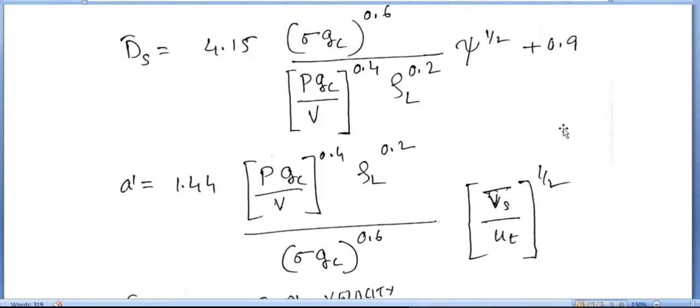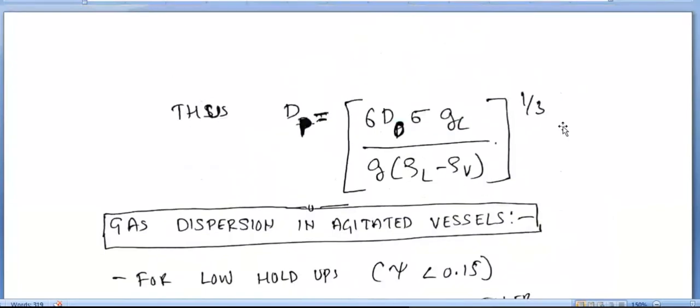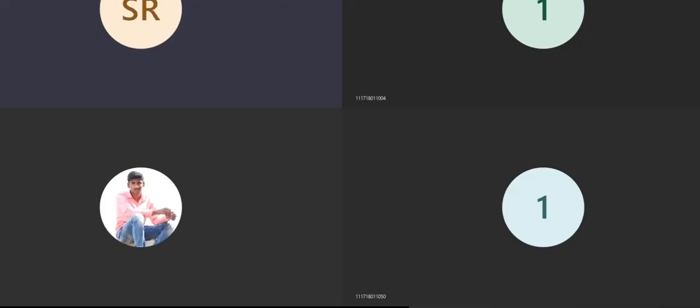So this is about the dispersion operations. Then the last one will be scale-up. So before we go to the scale-up, we have one more problem also.